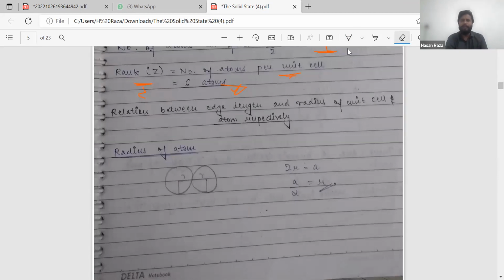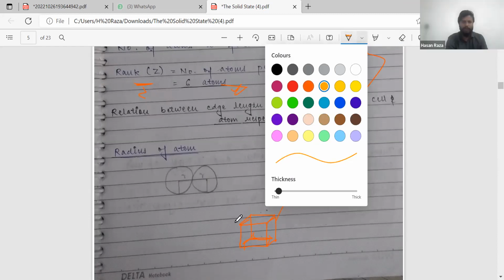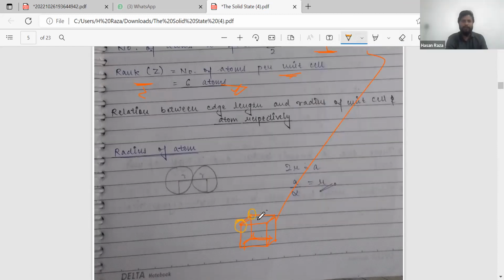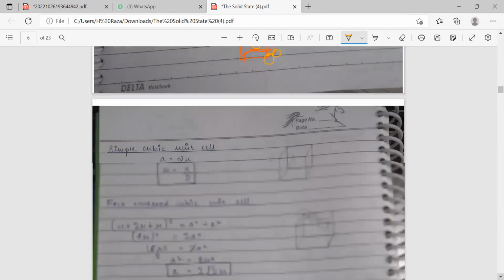As I just told you, there will be a cubic unit cell. So that's why we are talking about edge length, and the atoms are spherical in shape. Atoms will be at corners, at faces, and at the body center. So we are going to find the relation between the edge length of the cube and the radius of the atom. Okay. Now see, simple cubic unit cell.